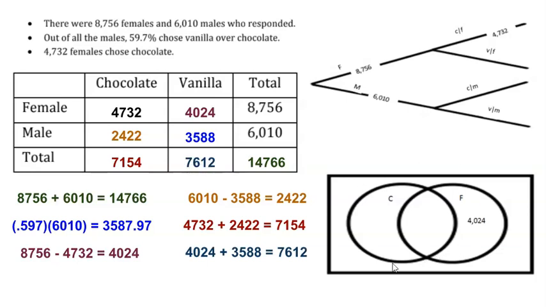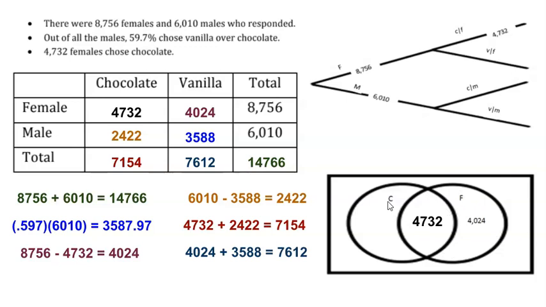Now let's move over to our Venn diagram. We were already given that 4,024 females are in this piece of the Venn diagram, and that stands for the number of females who chose vanilla. So let's start here and continue to fill in this part of the Venn diagram, the female section. So if the 4,024 are right here that chose vanilla, this should be 4,732. That way this section of the Venn diagram makes up all of the females that were surveyed.